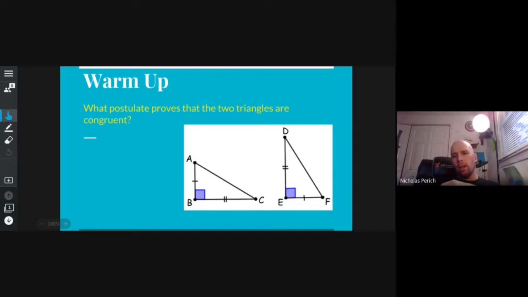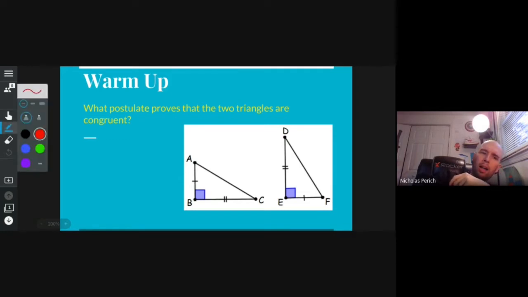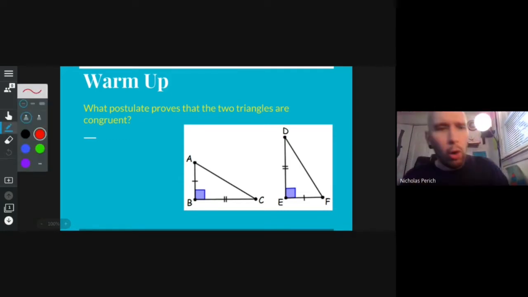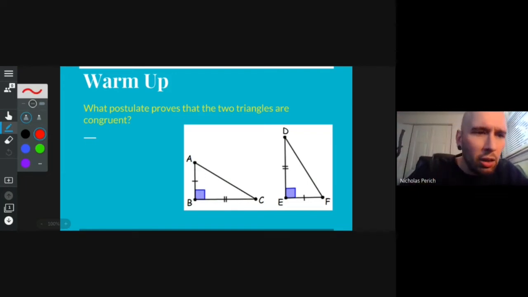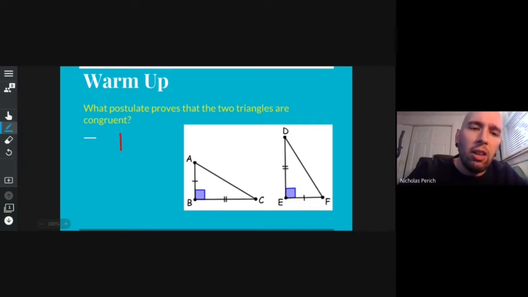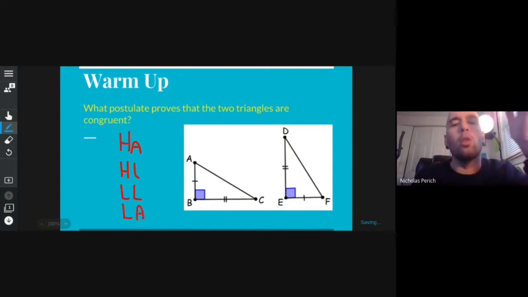See, I could tell. I look at these two triangles, and my job is to figure out which of these four right triangle postulates I can use to determine if these guys are congruent. They are congruent, but why? Is it HA for hypotenuse angle? This one always makes me laugh. And then there's HL for hypotenuse leg. And then there's LL for leg leg. And then there's LA for leg angle.